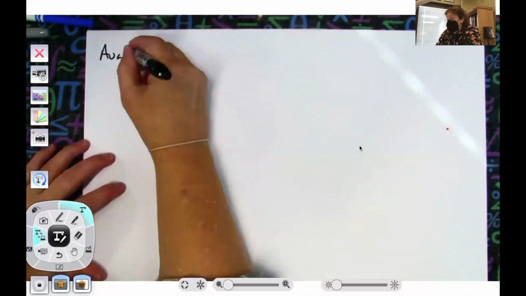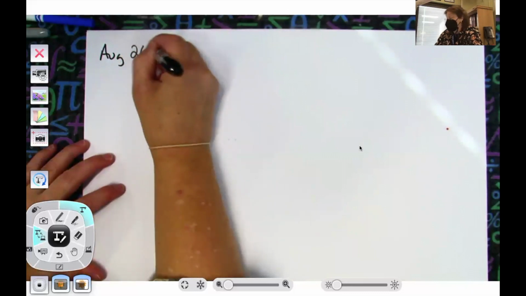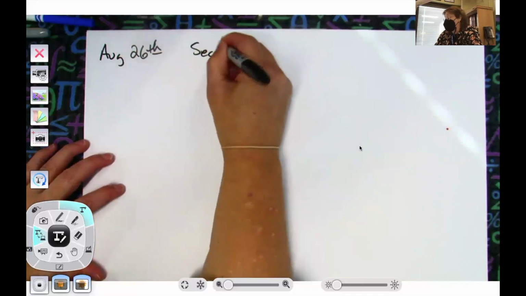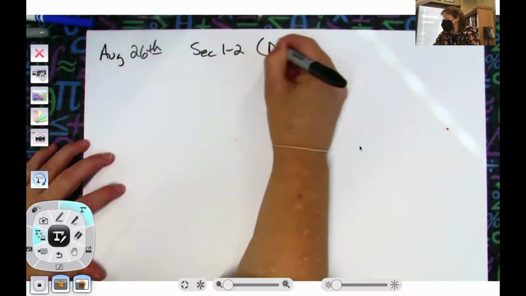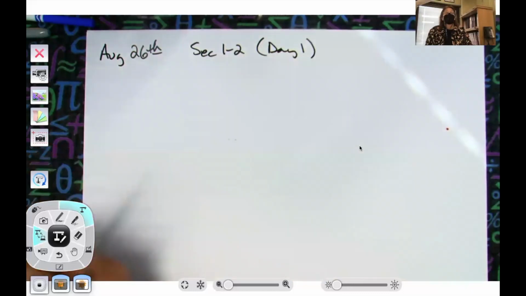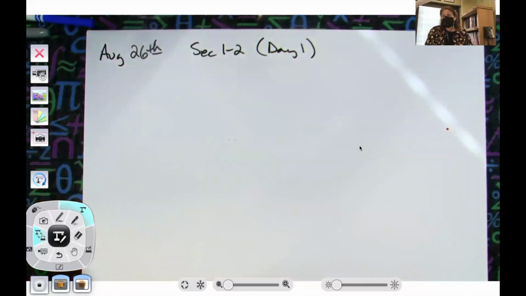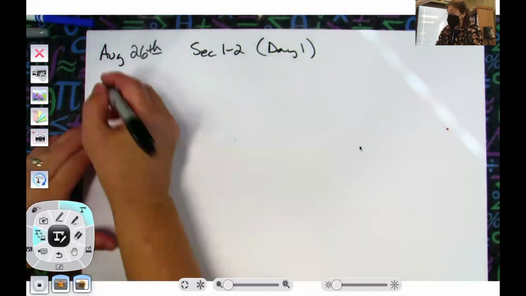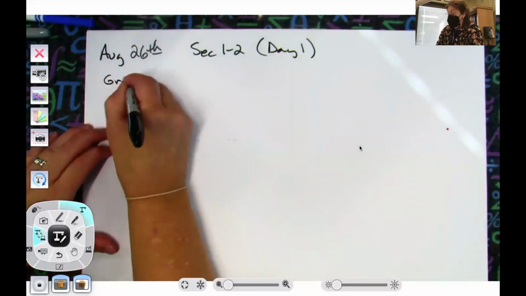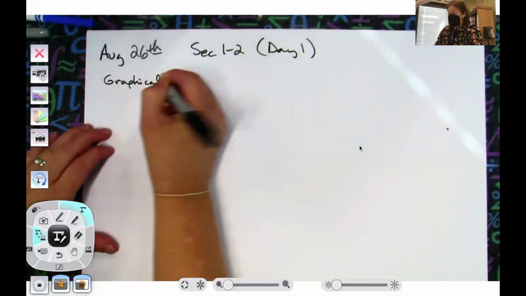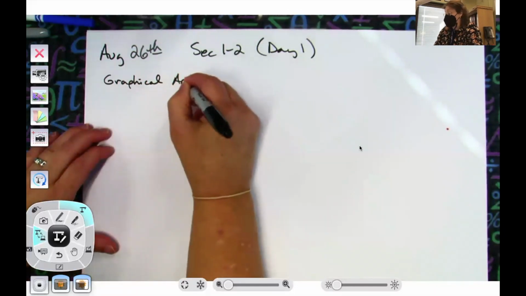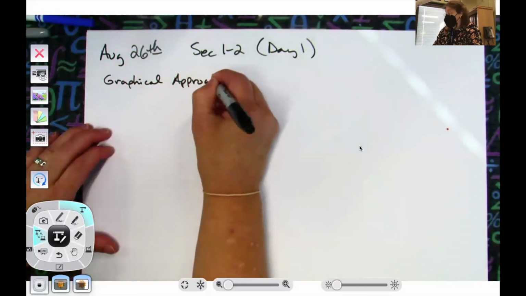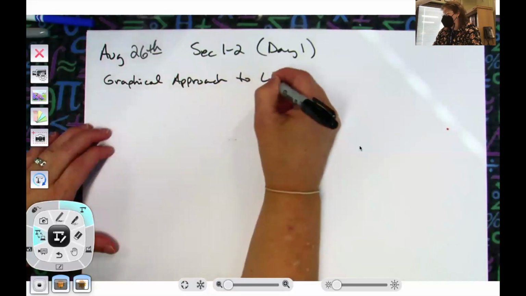All right, so August 26th. We're going to take section 1-2, but this is going to be day one. I'm going to take this section and cover it in more than one day, just so that we can break things down. Now I am going to review the graphical standpoint. We did it last year, but let's practice that because we have slept since then. So a graphical approach to limits.